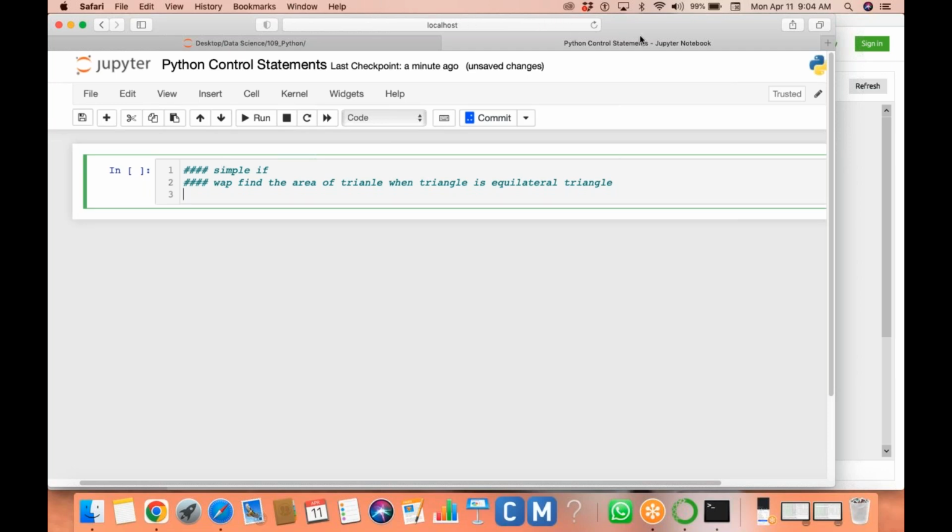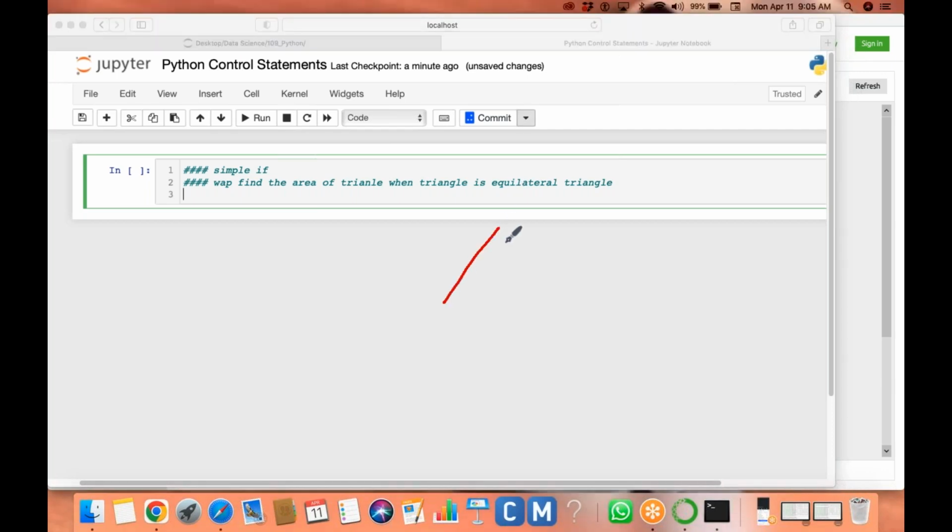It's a very simple thing, right? Triangle means it should have three sides. This is A, this is B, and this is C. If the side of A, the side of B, and the side of C are all equal, then it is an equilateral triangle, right? So only when it is an equilateral triangle should I go for finding the area. Otherwise, I don't want to perform the area of the triangle.